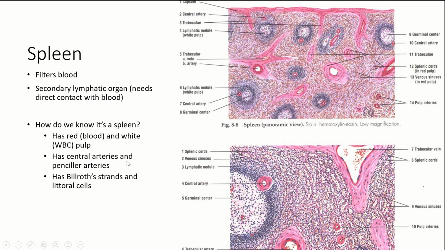Another thing is it has central arteries and penicillar arteries. These central arteries are going to be closer to or associated with the white pulp. So this would be a central artery, this would be a central artery. I know it's confusing because they're not in the center of the white pulp, but they're associated with the white pulp. So these would all be central arteries. And then the arteries that are off to the side are going to be your penicillary arteries. Another thing it has is Billroth strands and littoral cells. We'll look at that more in a second, but that's what gives structure to the spleen.